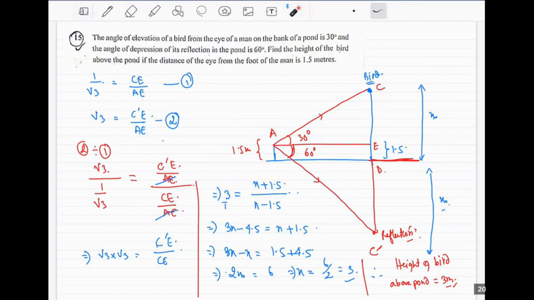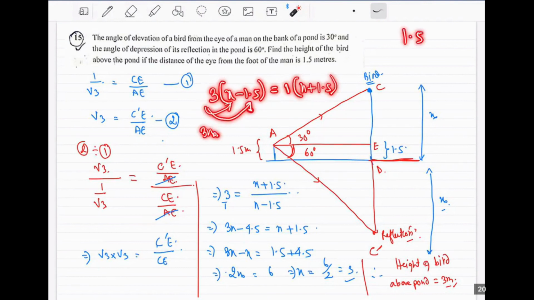Sir, where do you get 4.5? You multiply this and this, right? You understand the cross multiplication, isn't it? 3x minus 1.5 is equal to 1x plus 1.5. If you multiply 3 and x, we get 3x. If you multiply 3 and 1.5, look, 1.5 into 3: 3 fives are 15, 3 ones are 3, 4. The point we have to put here. So 3 into 1.5 is 4.5.